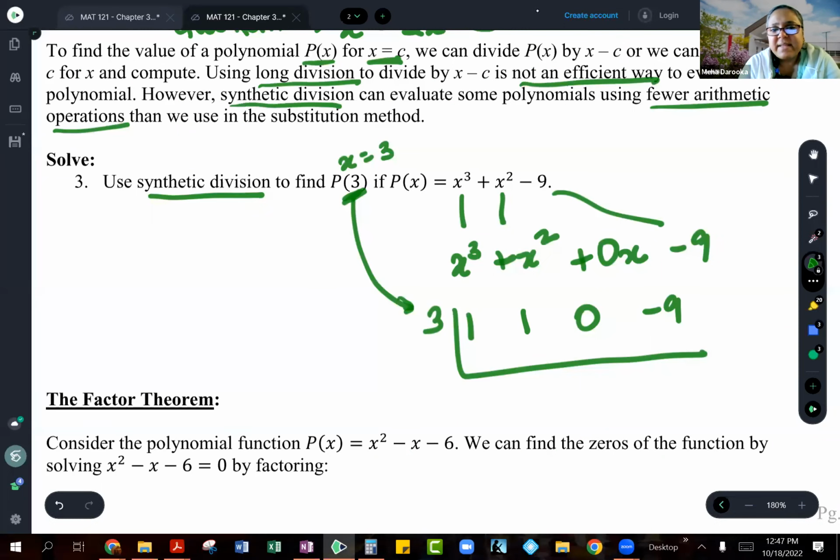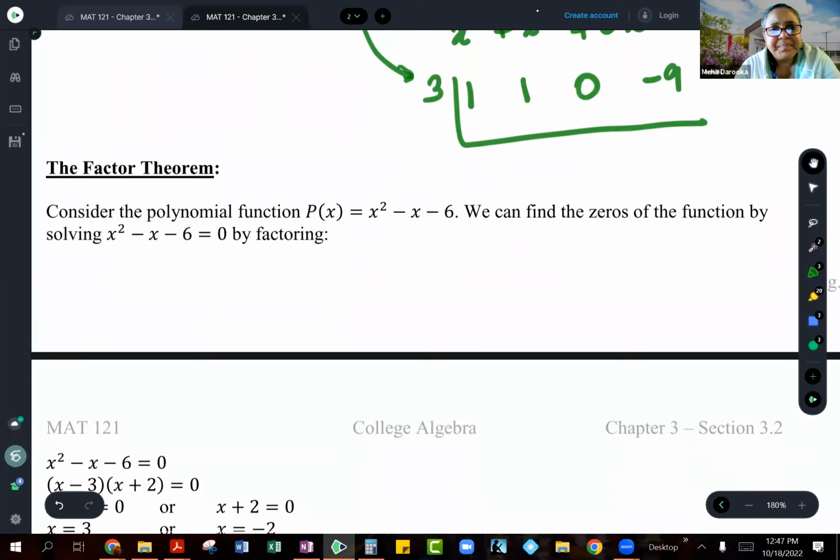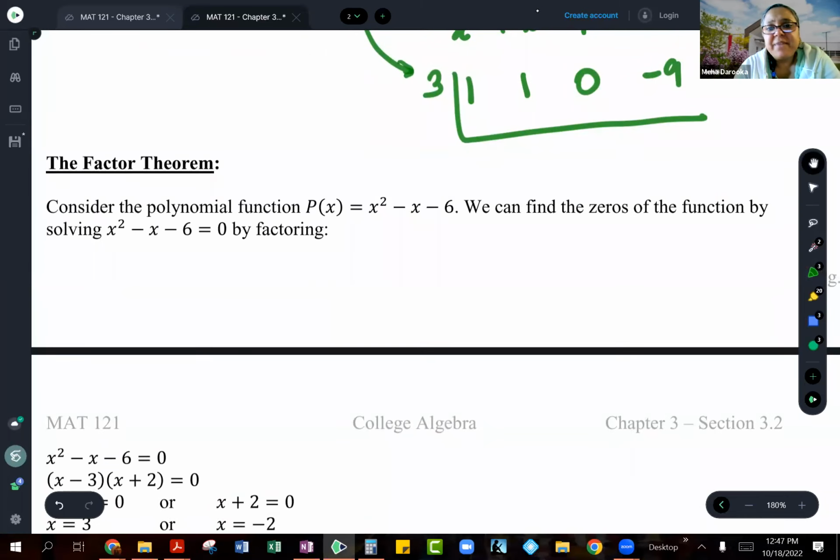And then you can go ahead and divide it and get your answer. So you already have that, like I said, in your lecture notes if you want to look through that. Let's get into the factor theorem.